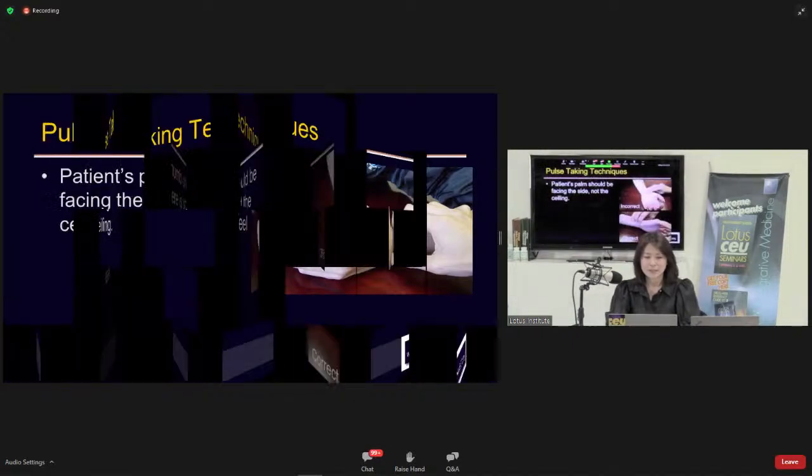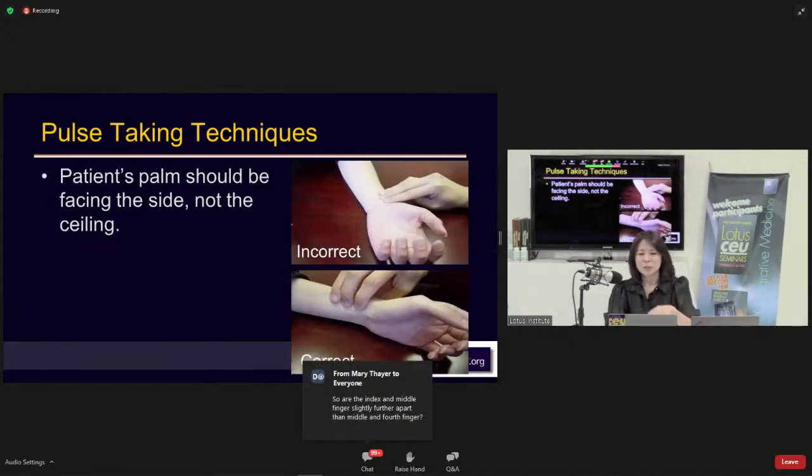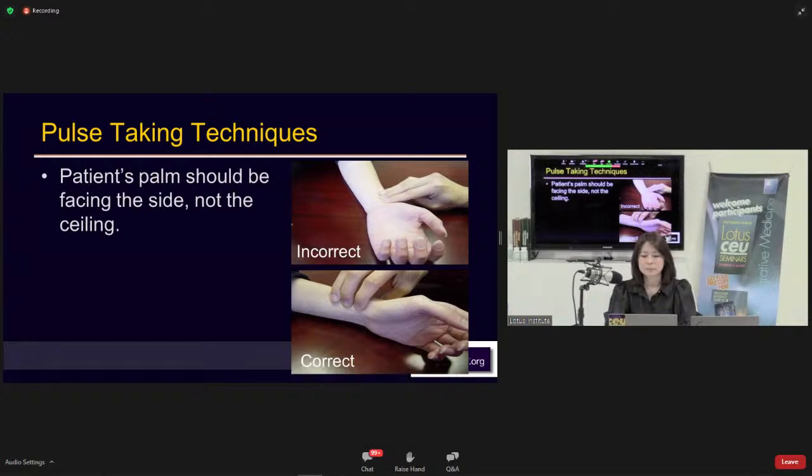Okay, next. All right, the patient's palm should be facing the side, not the ceiling. So I have a picture there for you. I don't know why, but I think it's just easier for you to take the pulse this way. Easier to feel the entire vessel.